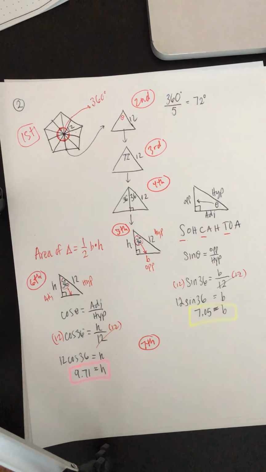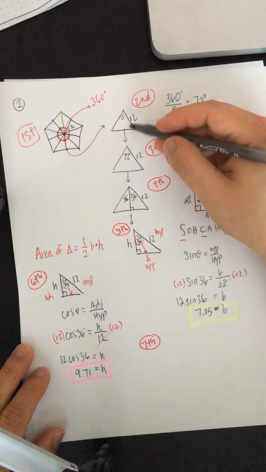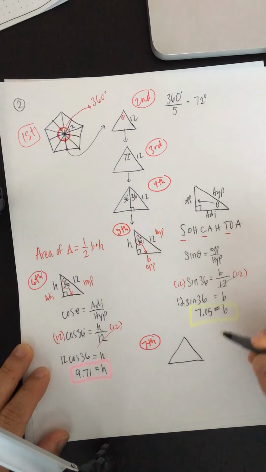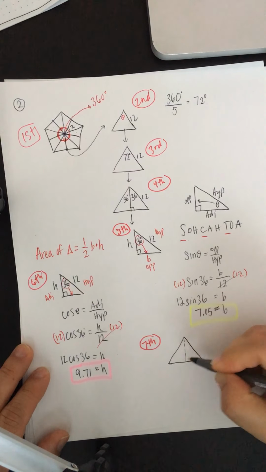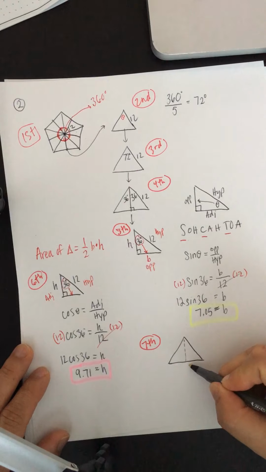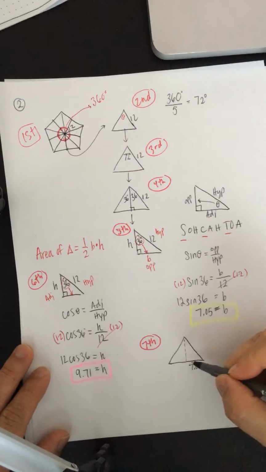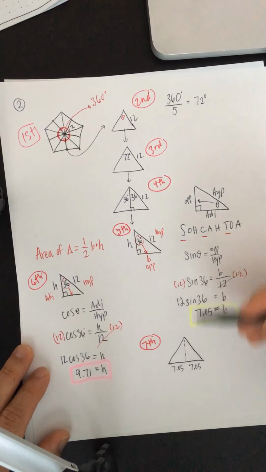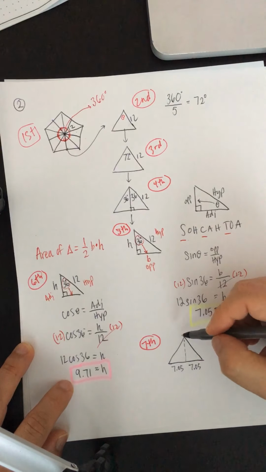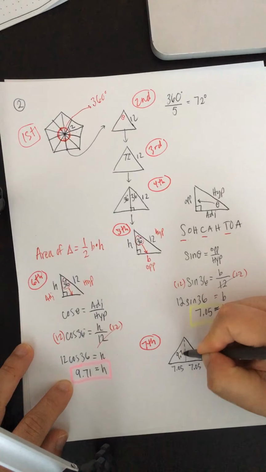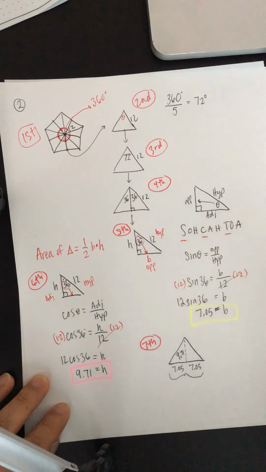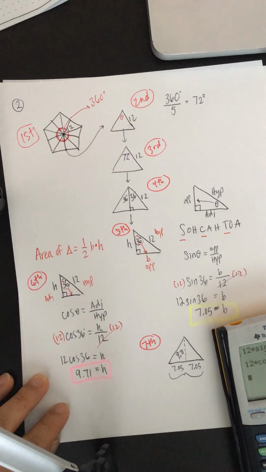Alright. We got the base, we got the height. Let's draw this thing. I'm going to draw the big triangle, not the small right triangle. So we know already that each of these right here is 7.05. See that? And we know that the height is 9.71. That's the height. So that means that this total base is, well, let's add that up.